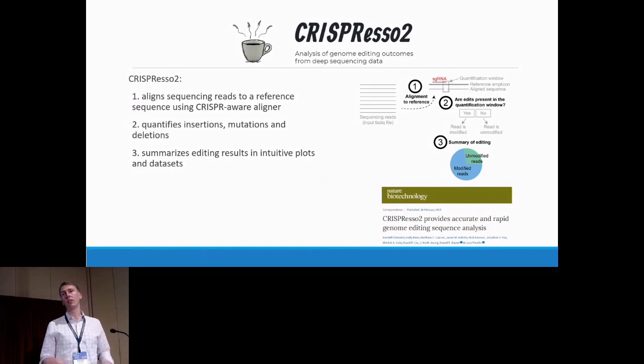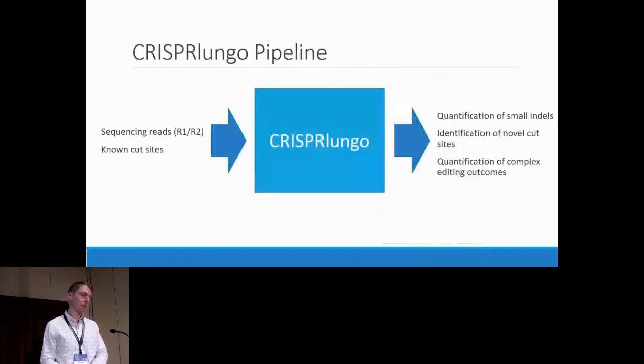When we combine our short indel information from CRISPResso with the large chromosomal combination information from the alignment, this is our CRISPRlungo pipeline. From our input sequencing reads, we can quantify not only small indels, but also identify novel cut sites using our fragmentation strategy. In addition, we can use this to quantify complex editing outcomes.